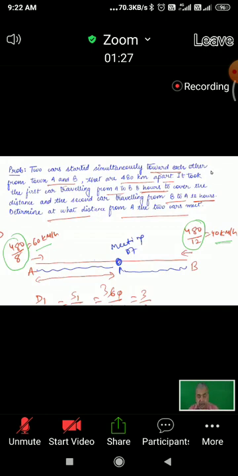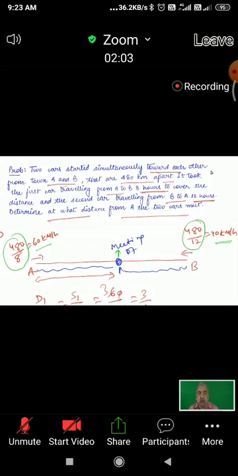Now they have started at the same time towards each other. Suppose, for example, they have started at 9 a.m. and they have met here at 10:30 a.m. So time taken is 1 hour 30 minutes to meet. So obviously time taken by car A to reach this meeting point will be 1 hour 30 minutes. Time taken by car from B will also be 1 hour 30 minutes to meet at the meeting point. Why? Because time taken will be same, because they have started at the same time.